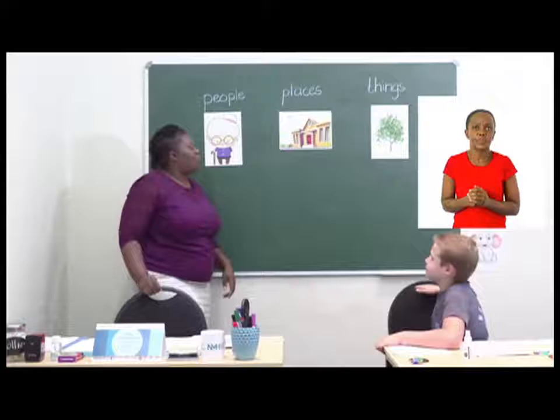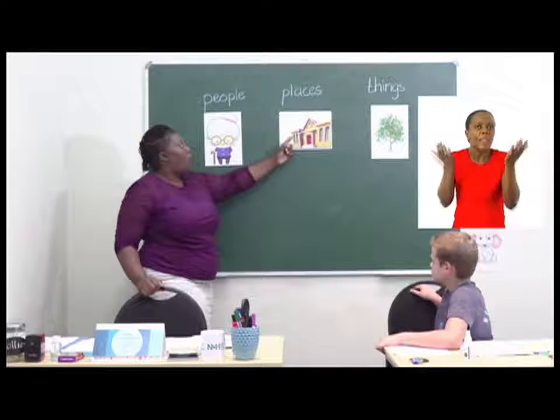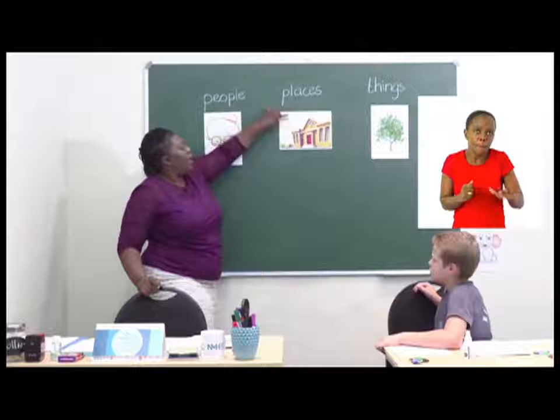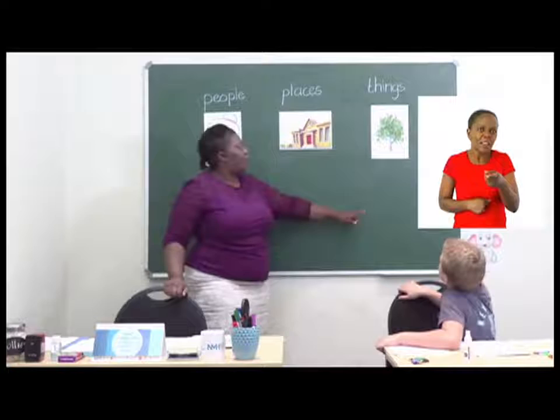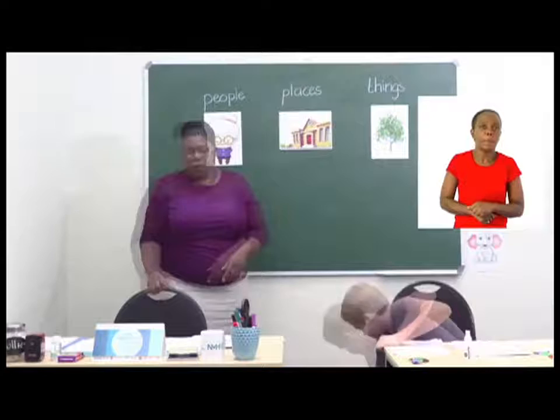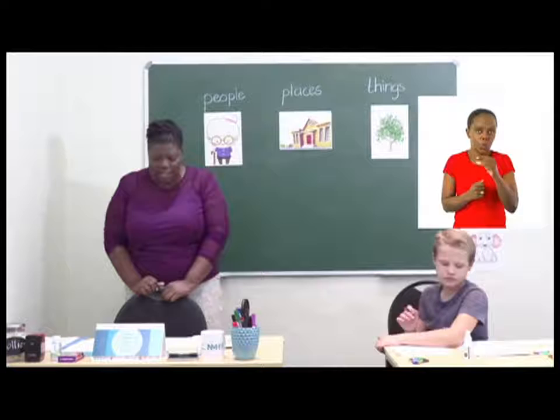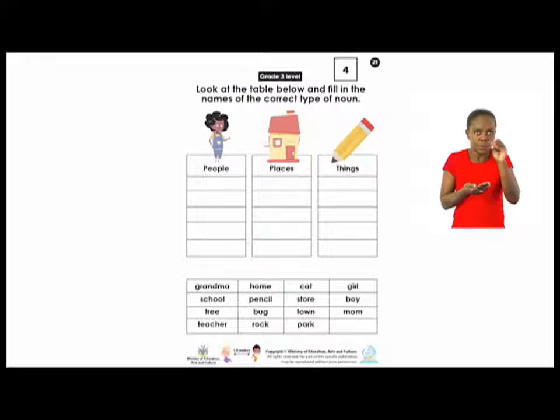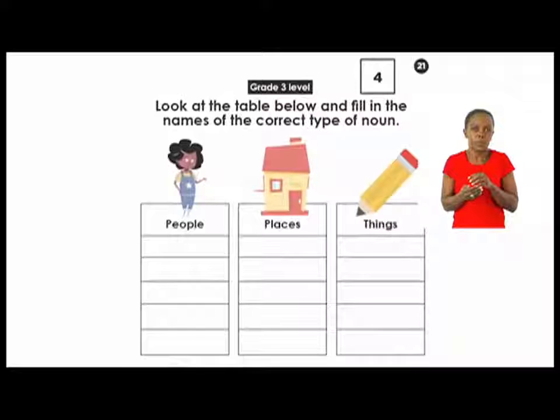The next picture is a school. Yes, it is a school. Well done. This is an example of a noun name for places. What is the next picture? Tree. It's a tree. It is a name of something. In your book, you're going to find words that are written underneath that you need to fill in. Use the words in the box to fill in the spaces that you've been given to write. Write them all. This lesson is for grade threes, but grade twos can also do this lesson.